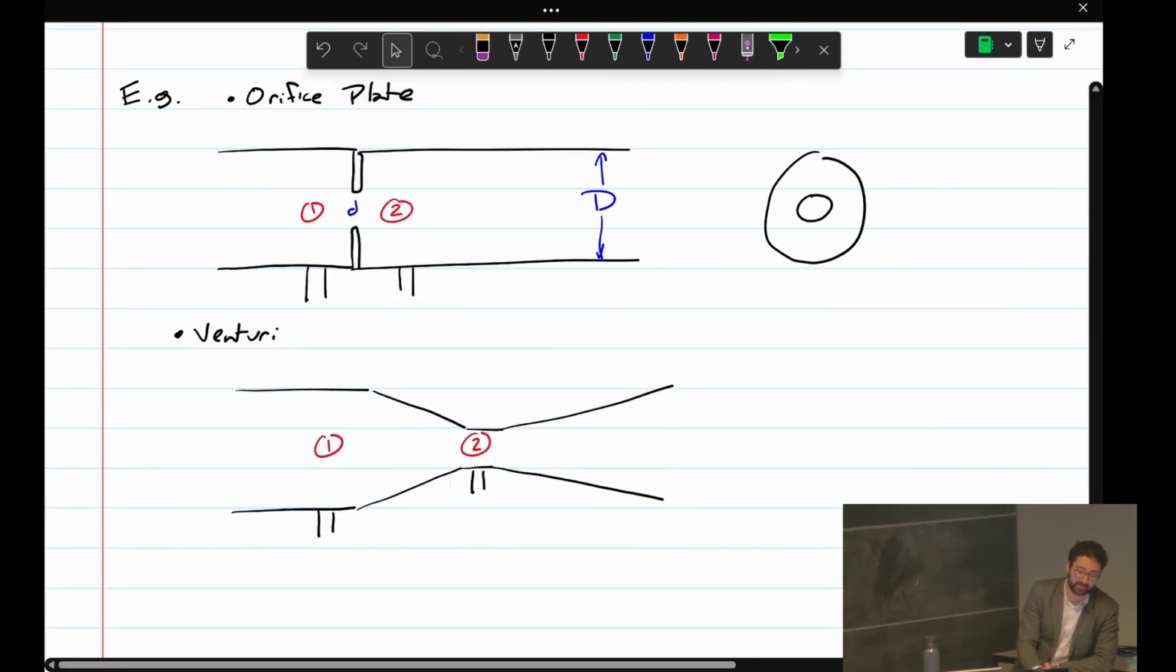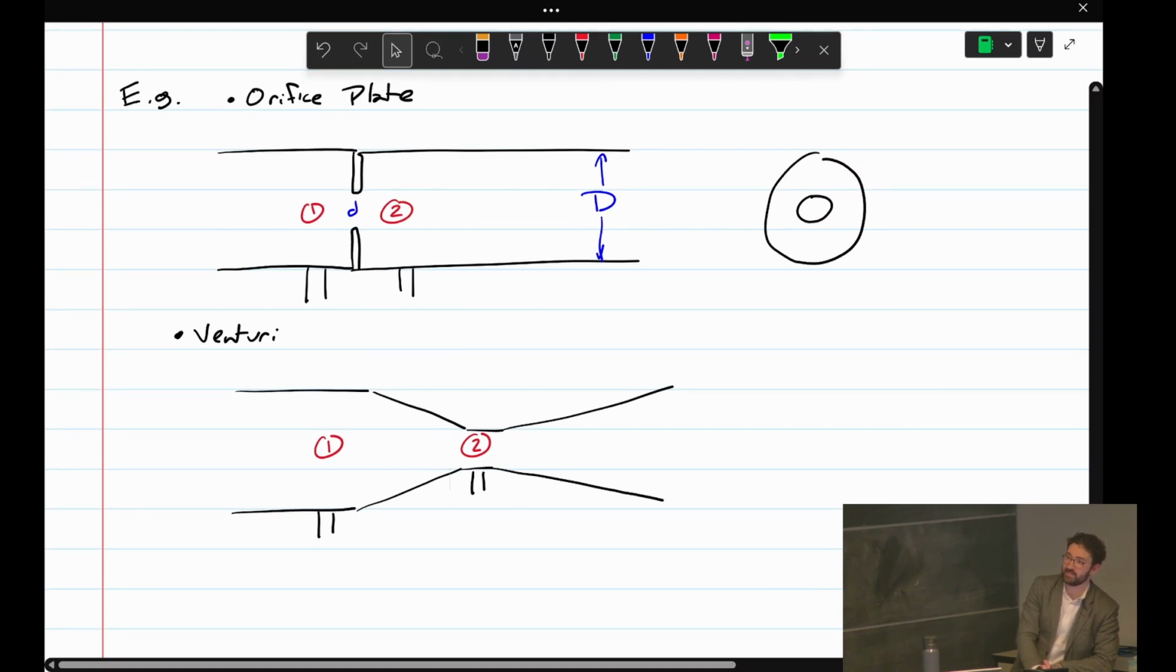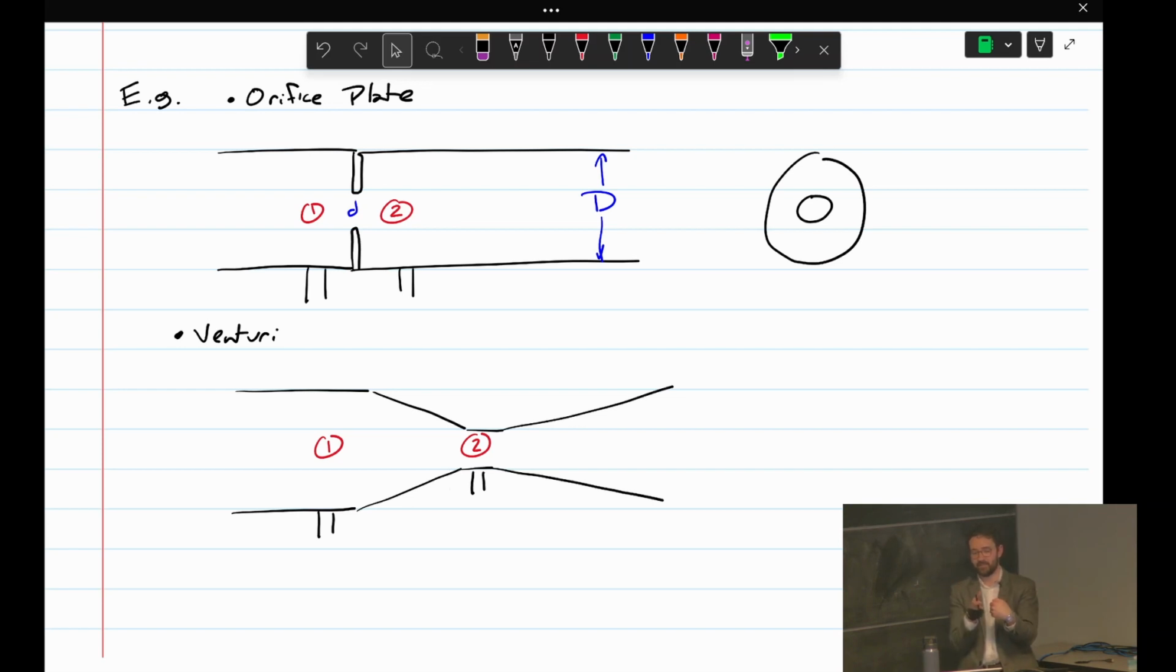That being said, Venturi flow meters are much more expensive and they take up a huge amount of space. An orifice plate is a very thin plate. You can just stick it in between, say, a flange. That's usually how it's attached. It takes up almost no space, but you pay a penalty for the minor losses.